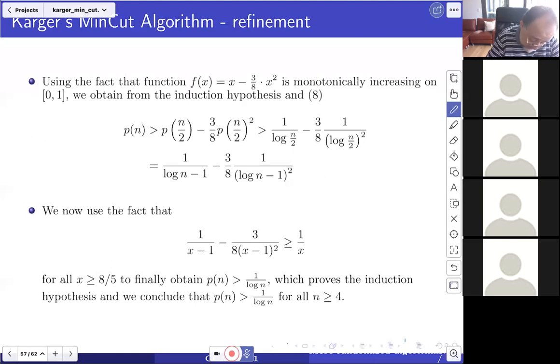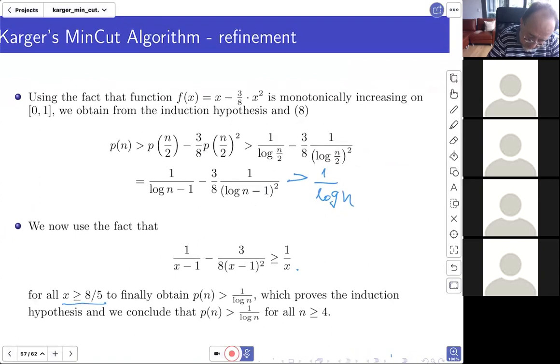To prove this, you can move 1/x to the other side of the inequality and show that this is a monotonically increasing function, and you can just plot it and see that for all x that are larger than 8/5, in fact, this inequality holds, so this expression is larger than 1 over log n because of this inequality, right?